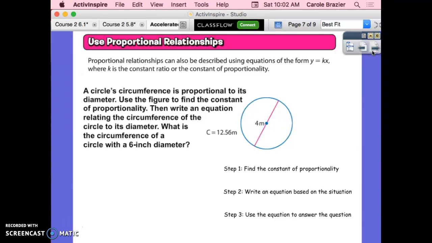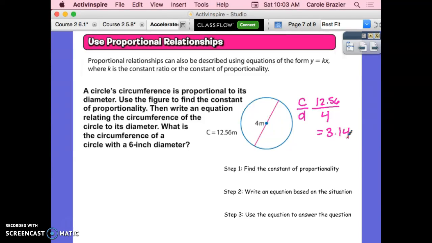So the first thing we have to do is look for the constant rate of proportionality from a circle's circumference to its diameter. So I'm going to take my circumference divided by my diameter to see what that constant rate of proportionality is. So 12.56 divided by 4. When I get that, you get the number 3.14 roughly, or pi, which is exactly what we were looking for. So pi, anytime I multiply the diameter by pi, I'm going to get the circumference. So it makes sense that if I take the circumference divided by the diameter, I should end up with pi. So my constant rate of proportionality is 3.14.